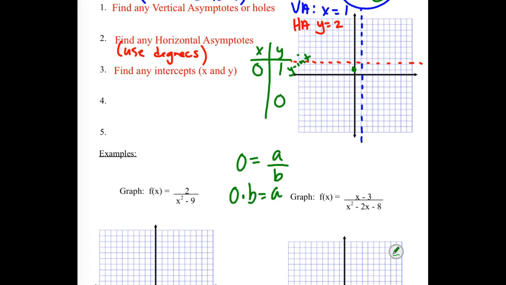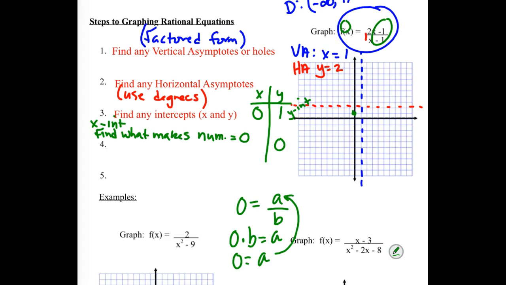But what's 0 times b? 0 times anything is 0, right? So we really are looking at what makes that numerator equal 0. The denominator doesn't matter, because it's always going to get multiplied to that 0 and drop out. Okay? So for your x-intercept, you might want to make a little note here: x-intercept, find what makes the numerator equal 0.